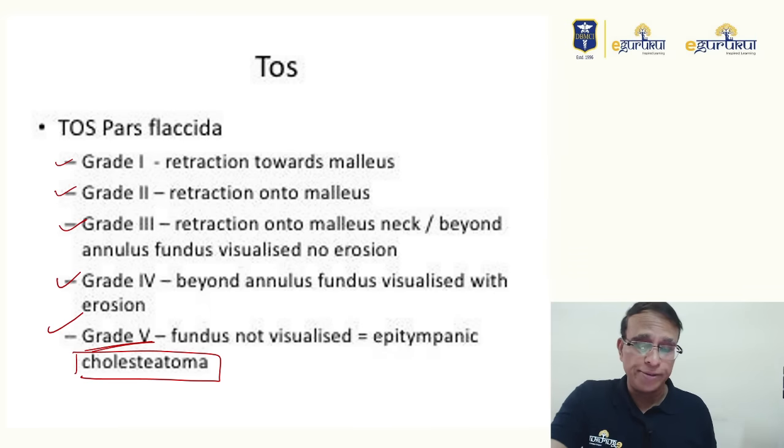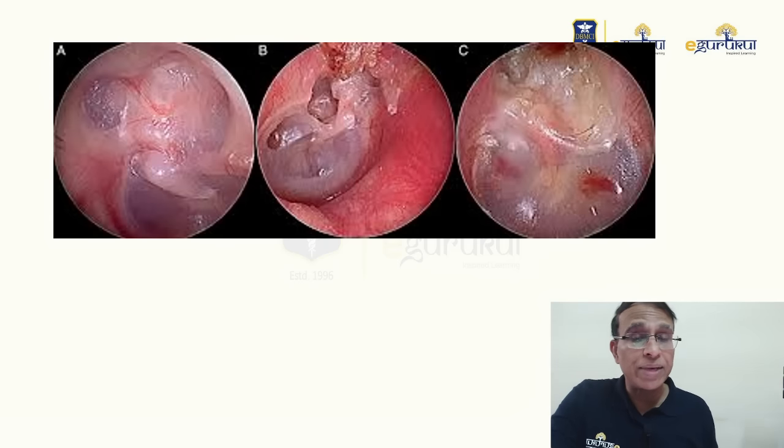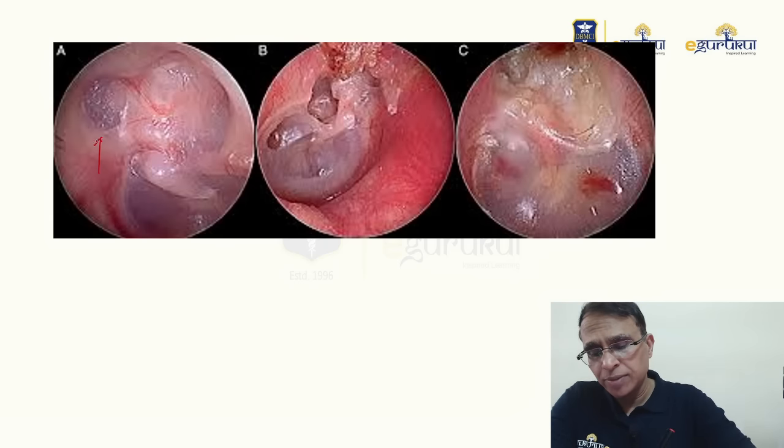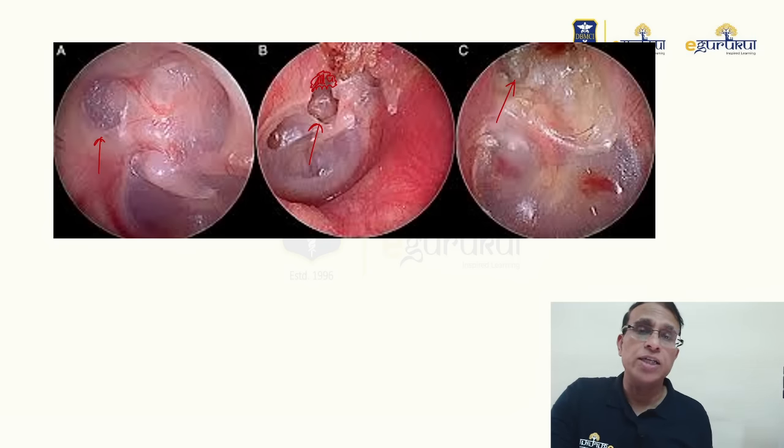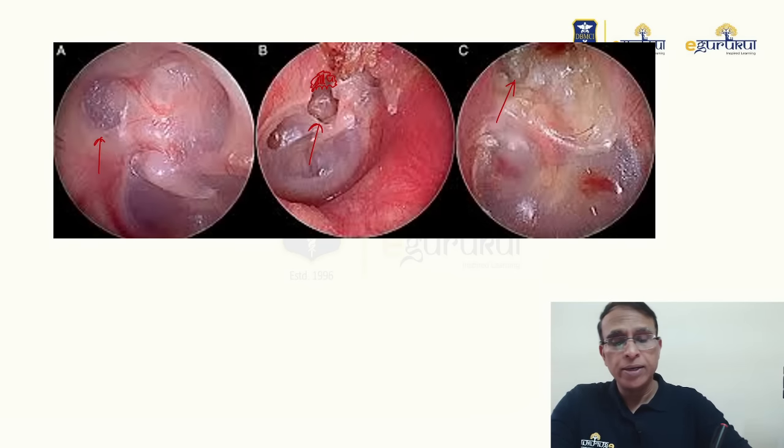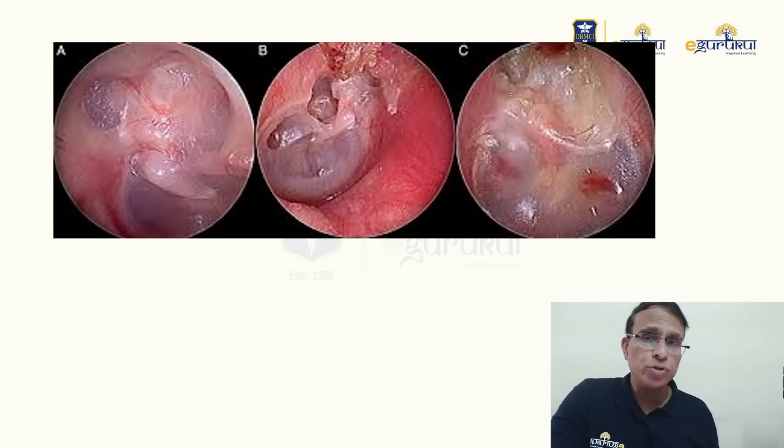You know this already. Now these are the images where you can see grade 1. This is grade 1 retraction, and you can make out there is erosion in this area also, erosion of the bone. So it is either grade 3 or grade 4, because you can see the erosion also. So these are different images showing how different gradings of the tympanic membrane retraction pocket may look. And I'm sure you understand that it's not easy, it's very difficult.